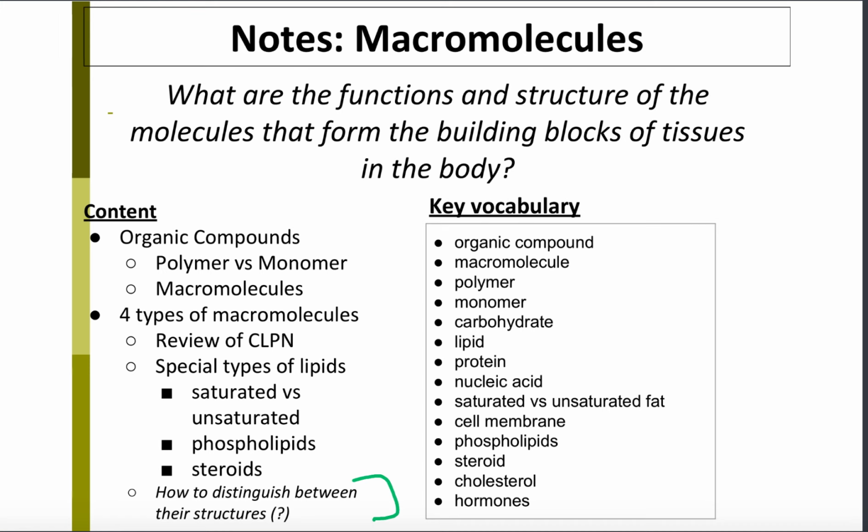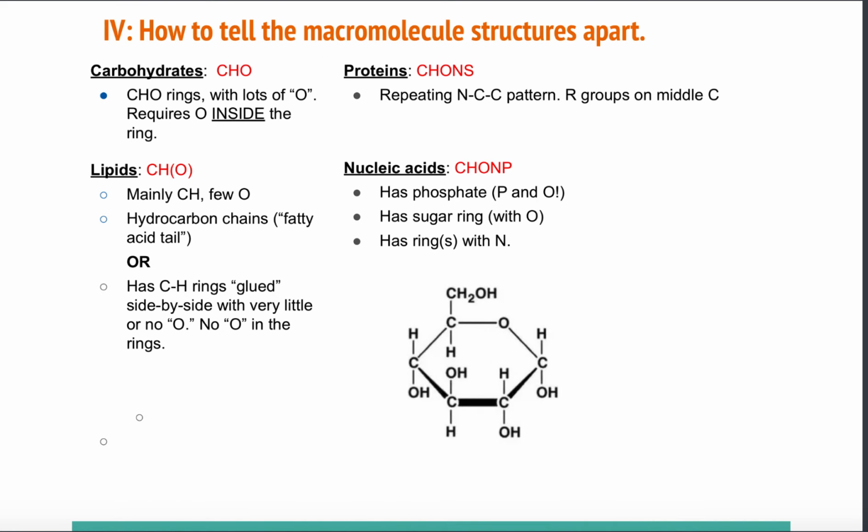There should be worksheets and some other stuff if you're assigned this section of notes. There should be worksheets or something to help you practice your skills on identifying different macromolecules. Right, so let's look over the different macromolecule structures.